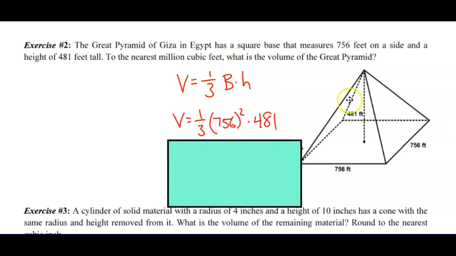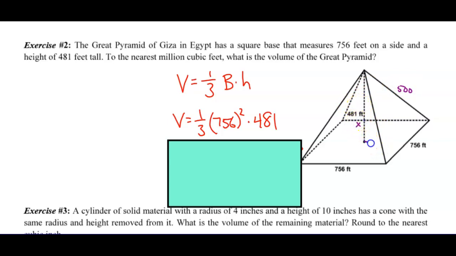Now note, this 481 is the perpendicular height to the base. If I was given this slant height, I would have to use that along with Pythagorean theorem to figure out what the height is. So you could see a theoretical problem. I'll just show you an example of this. You could see a theoretical problem where you know the slant height. I'm just going to make something up. Let's say it's 500. And you don't know the perpendicular height that you need, so that would be x.